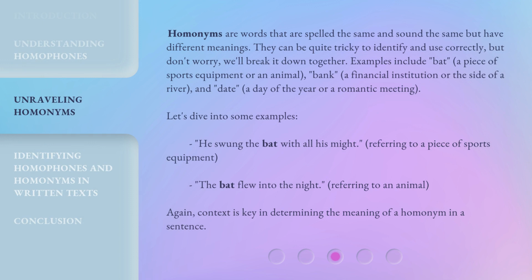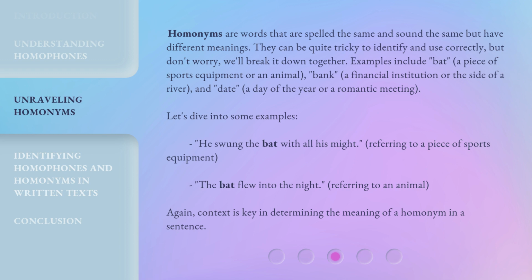Homonyms are words that are spelled the same and sound the same but have different meanings. They can be quite tricky to identify and use correctly, but don't worry, we'll break it down together. Examples include bat, a piece of sports equipment or an animal, bank, a financial institution or the side of a river, and date, a day of the year or a romantic meeting.